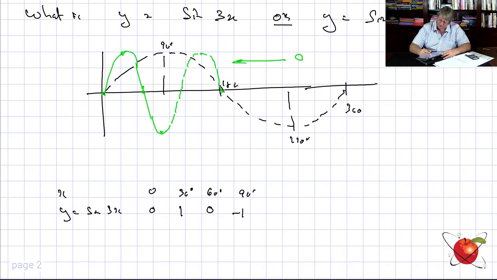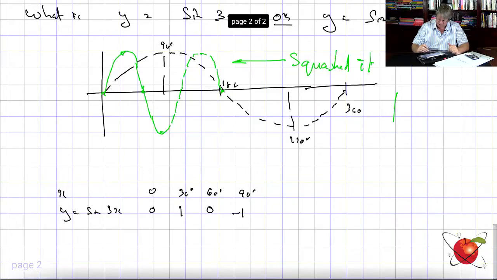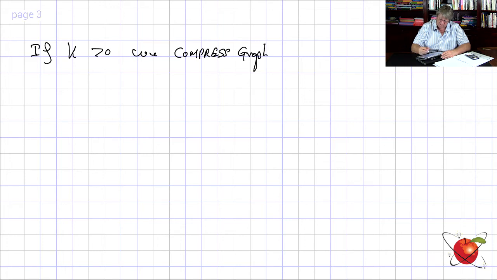We have squashed it. So if k is a bigger number, it means we squish the graph in. We compress it. So let's make a note of that. If k is greater than 0, we compress the graph. In other words, we do this with it.